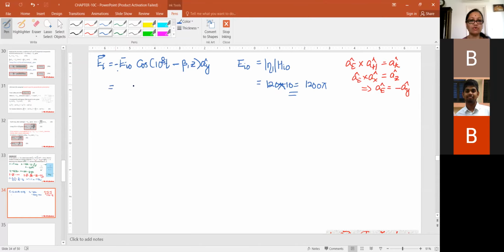Therefore, now substitute it. It is going to become minus 1200 pi cos of 10 to the power of 8 t minus beta 1 z. What was our beta 1? 1 by 3. So 1 by 3 z along the ay cap direction. None of you is writing units. Here H is given in milliamps per meter, therefore this is going to be millivolts per meter. So this is your answer for E incident. Clear, guys? Did you understand this?